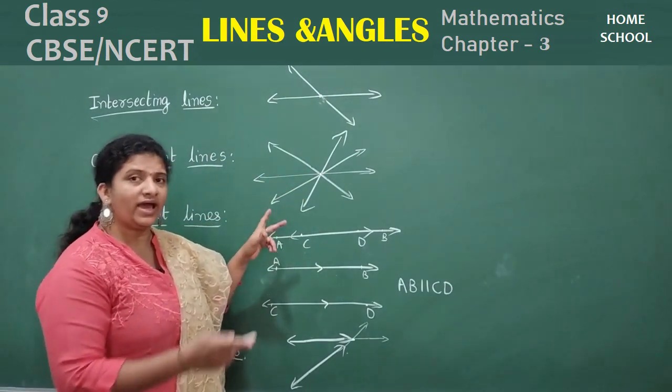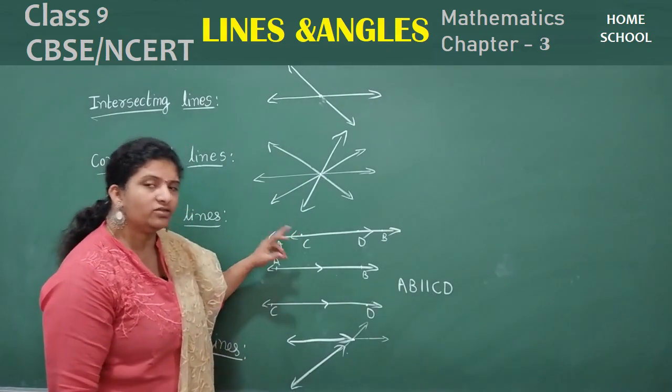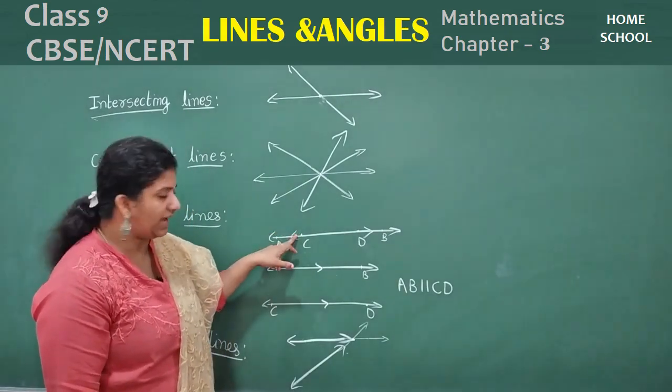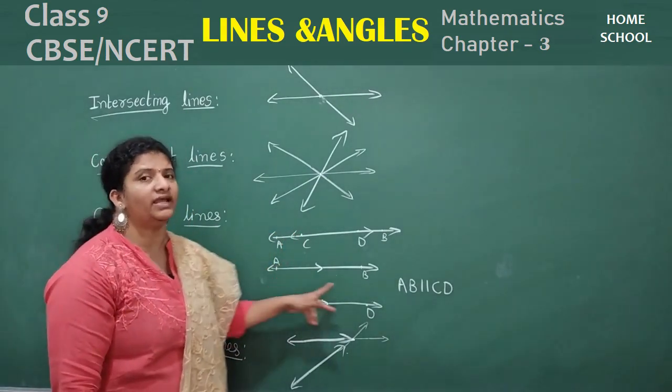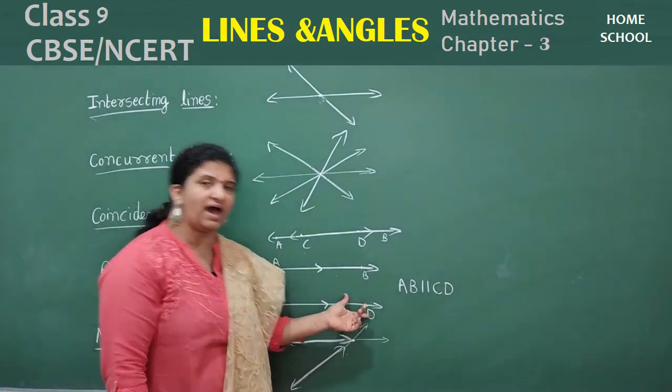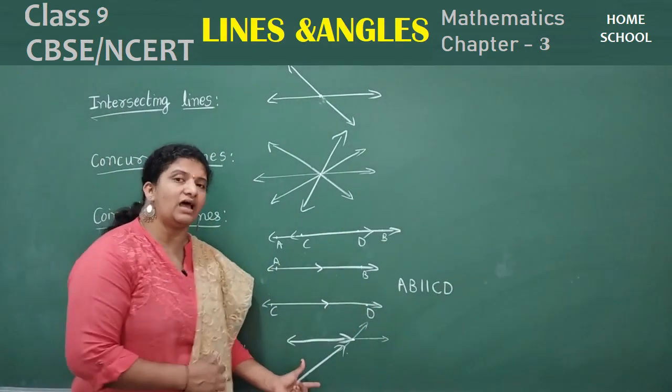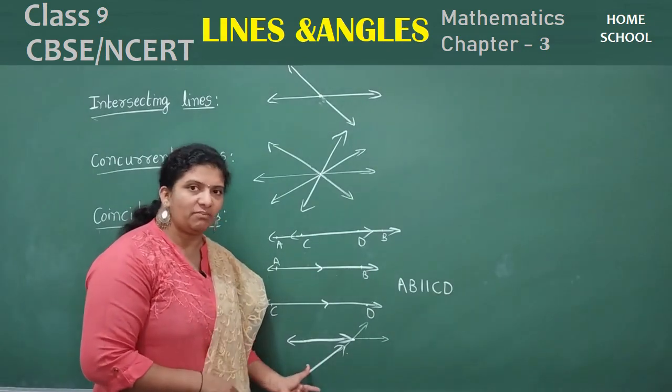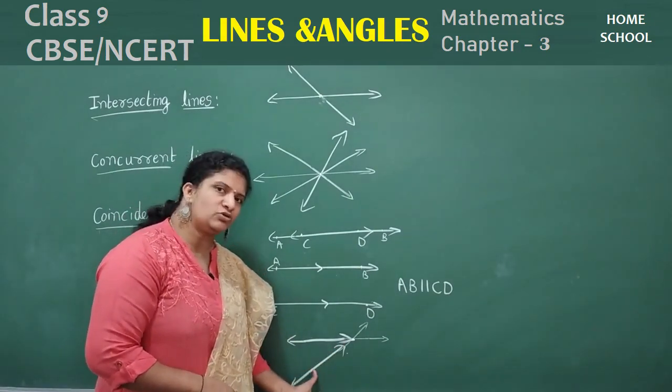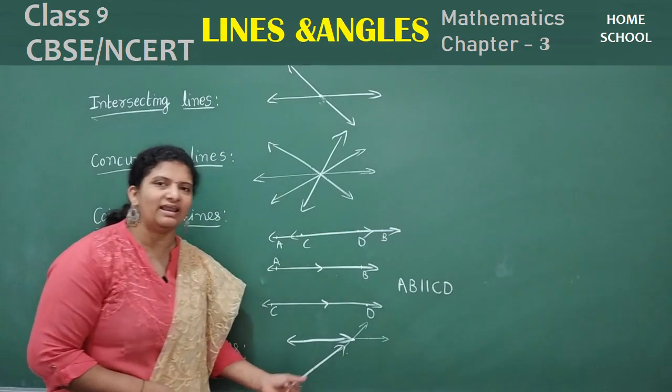And so two lines are overlapping on one another, those two we call coincident lines. And if they are not meeting at any point, those two lines are parallel. If they meet at any position after extending, then these two lines are non-parallel lines.